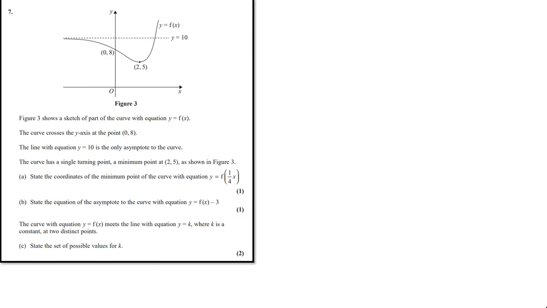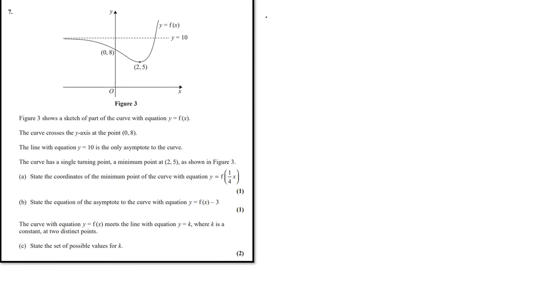Moving on to question 7 here, we have quite a short question, but hopefully some nice, easy marks to pick up. So what we've got here is a sketch of part of the curve with equation y equals f of x, which we can see here in figure 3. We're told the curve crosses the y-axis at the point 0, 8. We know the line with equation y equals 10 is the only asymptote to the curve. We also know we have a single turning point here, which is a minimum point.